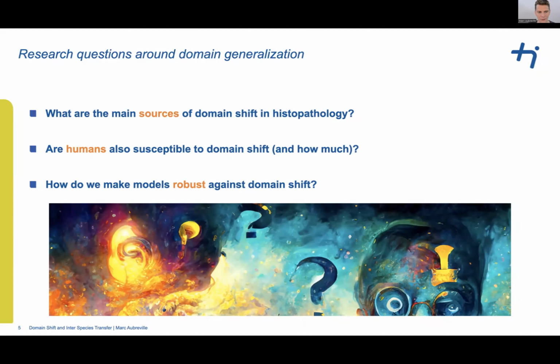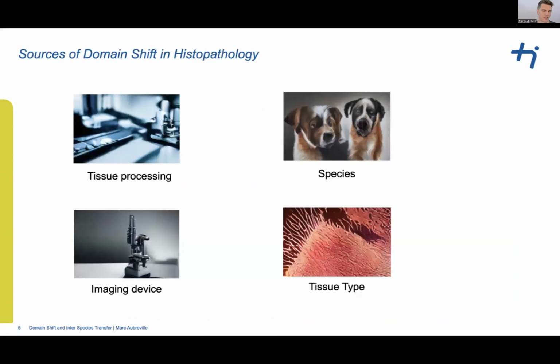But let's now go for the first question: which are the main sources of domain shift in histopathology? If you look at older papers, you will find that they typically say, oh well, it's mostly the tissue processing, because the tissue processing is different at every lab, and because of that we have those huge differences that all of us are able to observe.